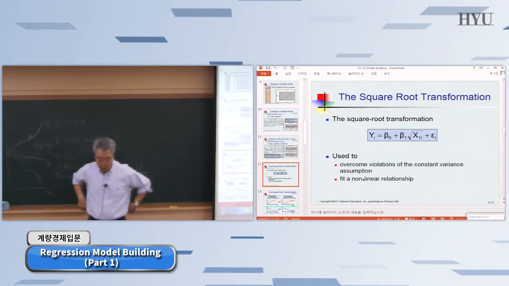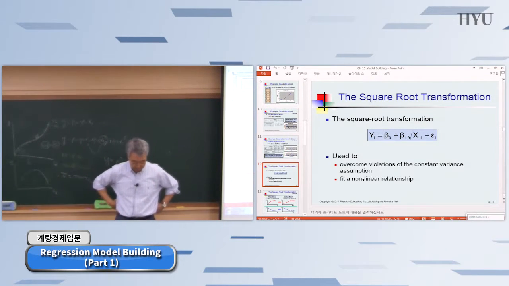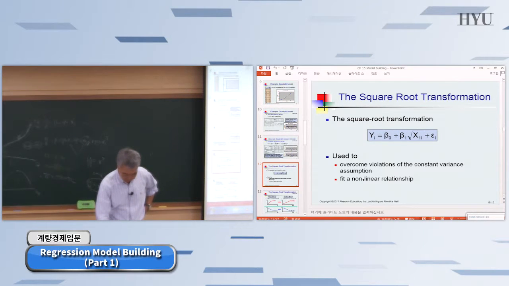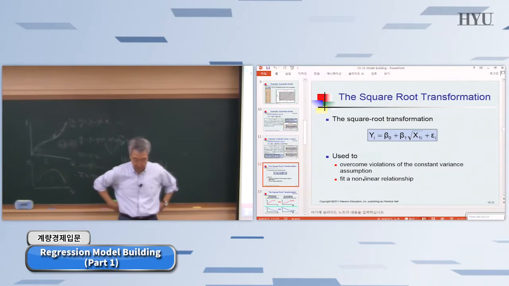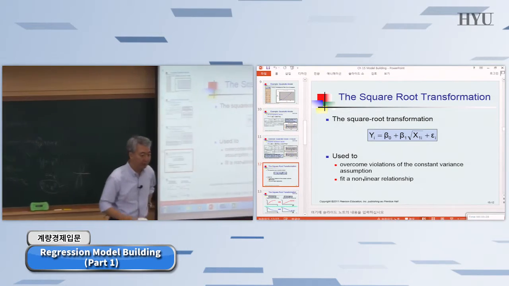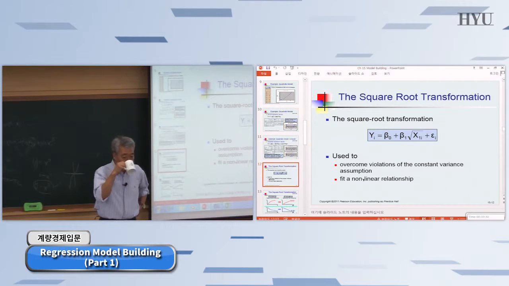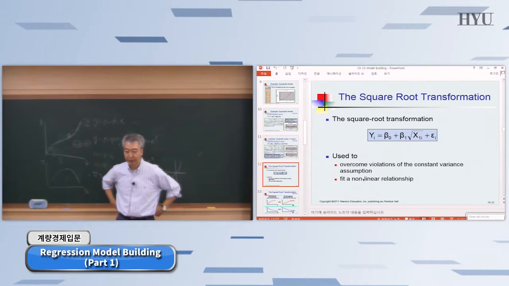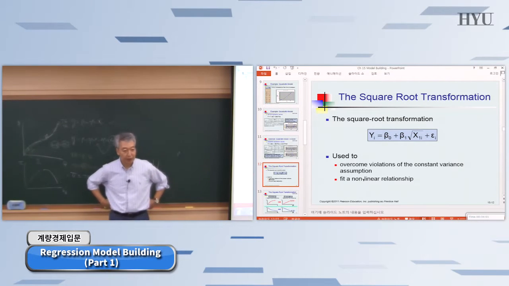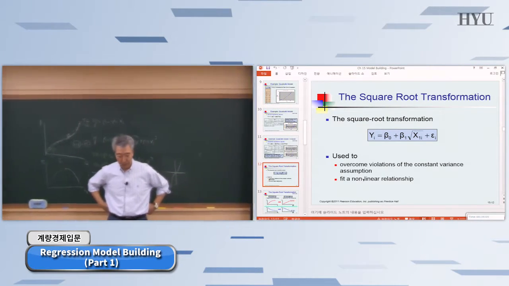Here in our textbook, they talk about the square root transformation. The square root transformation is typically used to overcome violations of the constant variance assumption. What's another name for this, constant variance or equal variance assumption? We have a weird term for this. I'm talking about the terminology. Homoscedasticity, right? That's the equal variance assumption.